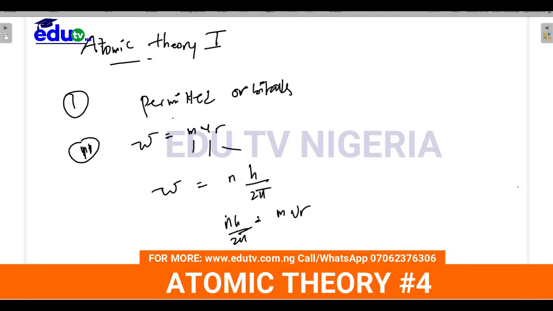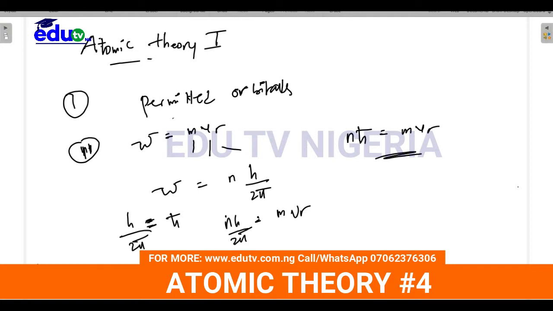So nh over 2 pi is equal to mvr, and that is the formula according to Bohr.